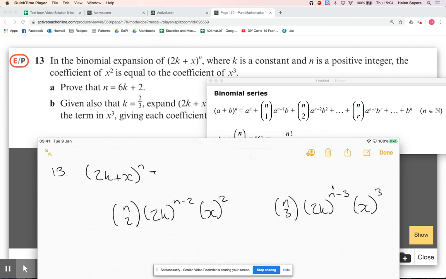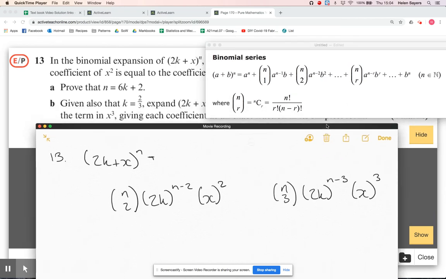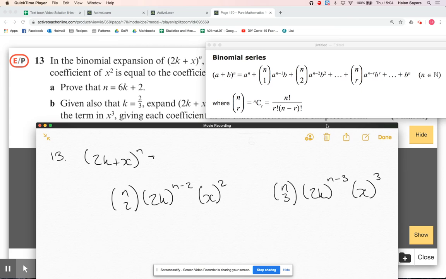Now, be really careful. It's tempting to put that they equal each other, but they don't. And this is a proof question. So the last thing you want to do is lose marks for something like that. So they don't equal each other. Their coefficients equal each other. So the coefficient of x squared is n choose 2, 2k to the n minus 2, and the coefficient of x cubed is n choose 3, 2k to the n minus 3. And I would suspect that we haven't got a broken down mark scheme for this, but I'm sure you would be on your first method mark by that point.